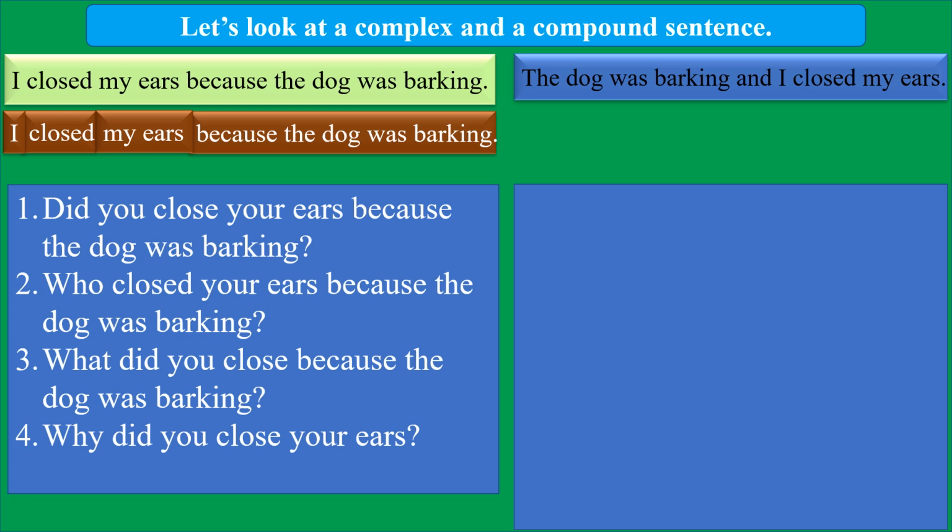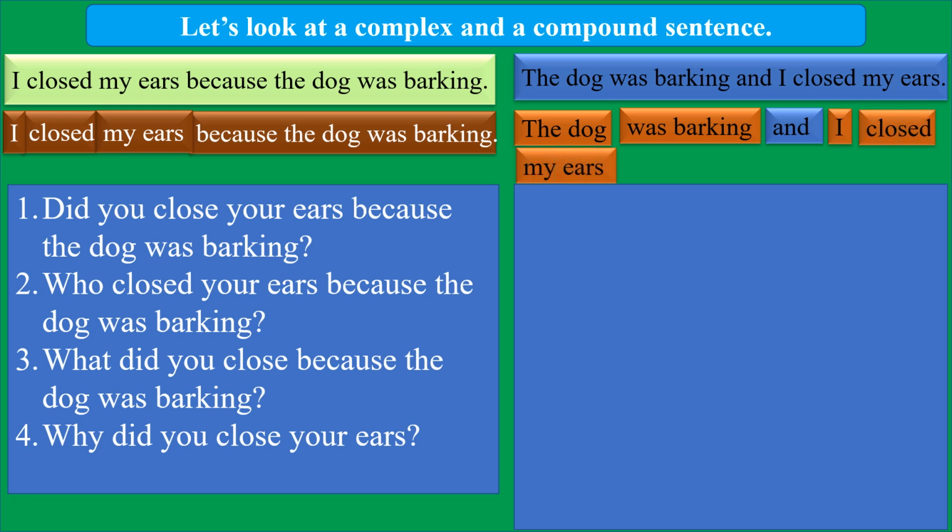Let's look at the next sentence. The dog was barking and I closed my ears. It's a compound sentence. Let's chunk it. The dog was barking, the first clause, and I closed my ears, the second clause. The total number of questions depends on the number of chunks in the first clause and the second clause. The multiple of those two clauses will give us the total number of questions.